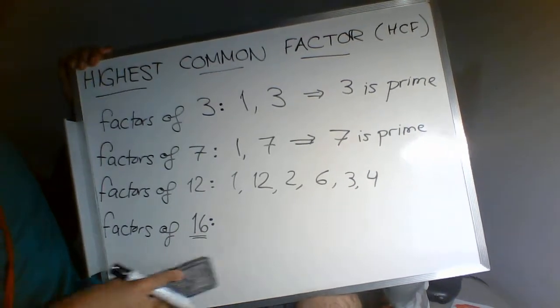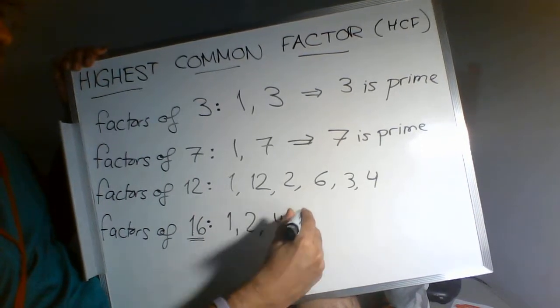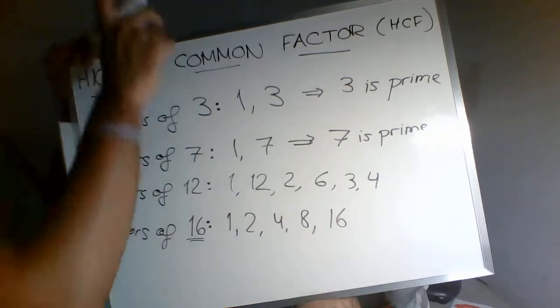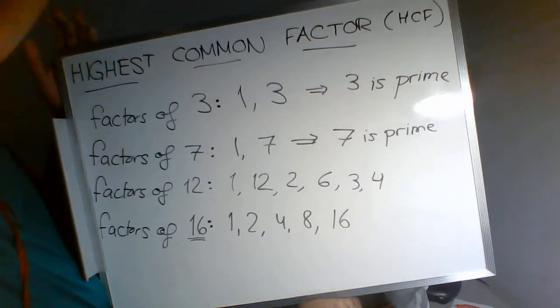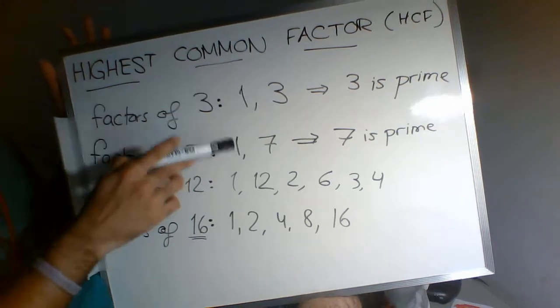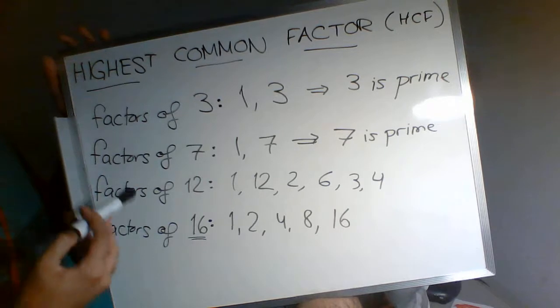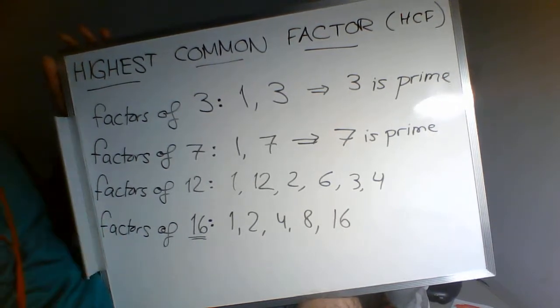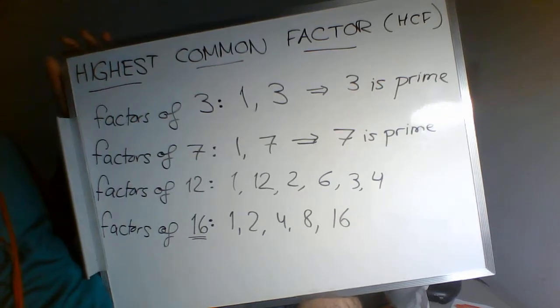Alright, so let me just rewrite that up here. We've got the factors of 16 are 1, 2, 4, 8, and 16. So there we go. On this board right now, we've got the factors of a couple of examples of prime numbers like 3 and 7, and then a couple of examples of factors of composite numbers like 12 and 16, numbers that just aren't prime numbers.